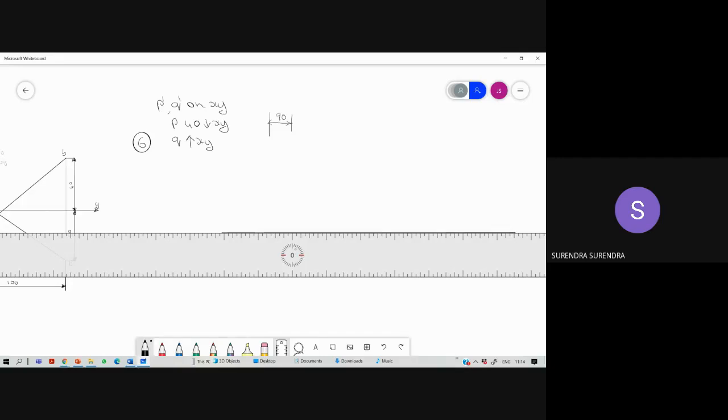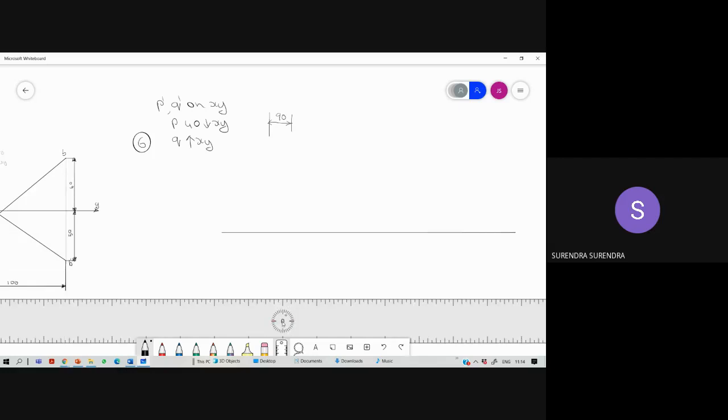Draw the XY line with an H pencil, and on this line first mark P dash. It is given that P dash and Q dash are on the XY line, and the distance between the projectors is 90 mm. So from P dash, at a distance of 90 mm, mark one more point and represent it as Q dash. The distance between P dash and Q dash is 90 mm.